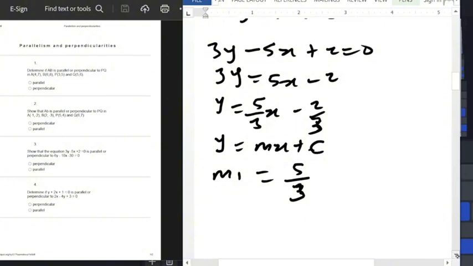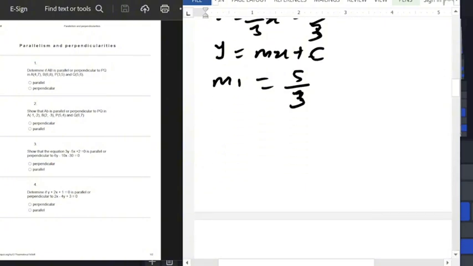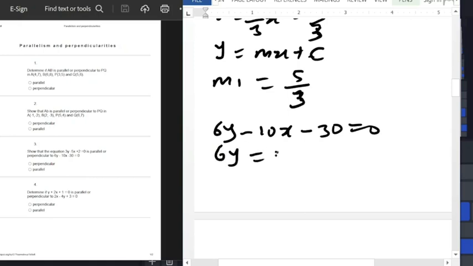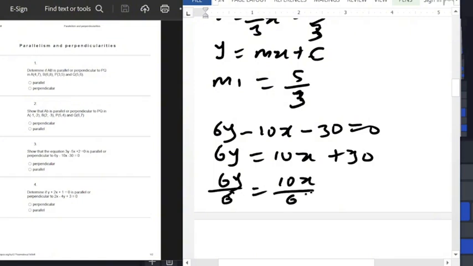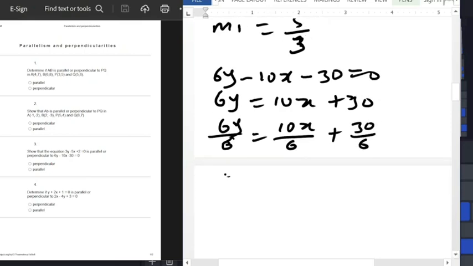Then the second equation is 6y minus 10x minus 30 equals 0. Make y the subject of the formula: 6y equals 10x plus 30. We divide both sides by 6, so we have 6y over 6 equals 10x over 6 plus 30 over 6. So y equals 5 over 3x plus 5.